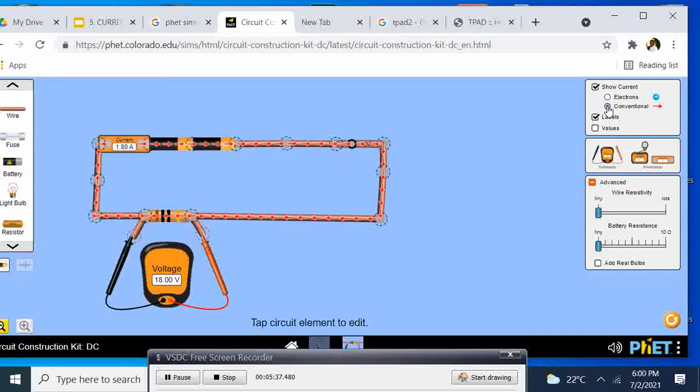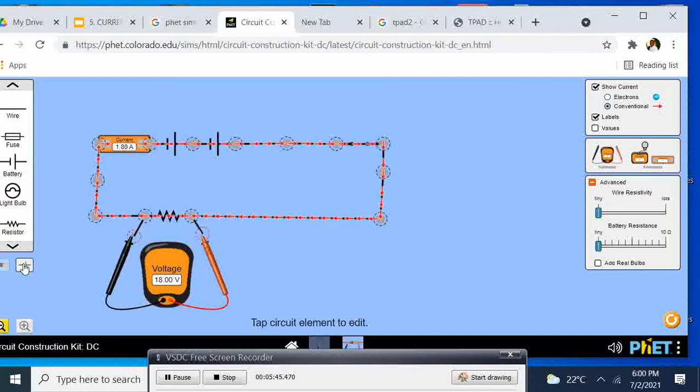If I want to determine the conventional current, which is shown by the flow of the red arrows, I can change now to the real circuit whereby I have the ammeter, the voltmeter, cells and the switch.